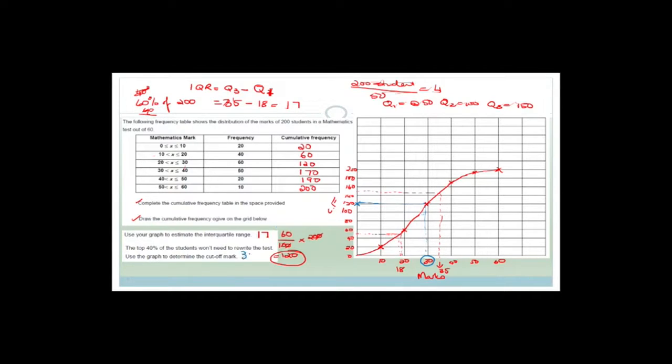So the cutoff mark is 30 out of 60, which is 50%. Okay, right. So there you can see that is how you would work out the top 40% of the students not being able to rewrite the test.